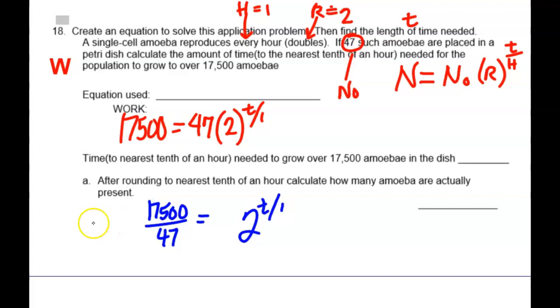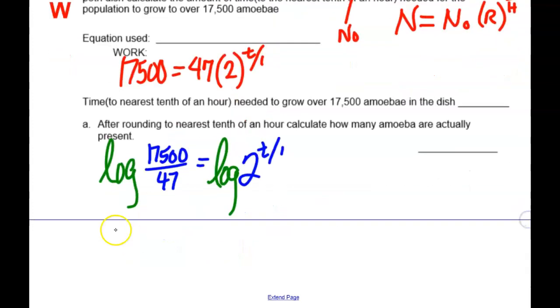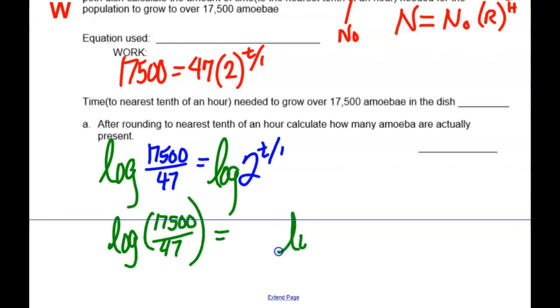Then you take the log of both sides. There's no e, so you can do either kind of log. You're welcome to do ln. And then you have the log of 17,500 over 47. Please don't type until the end because you will round differently.